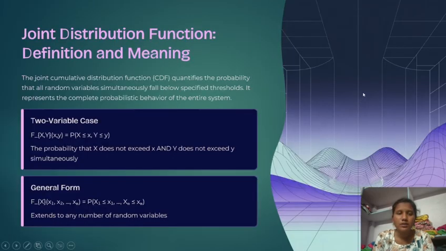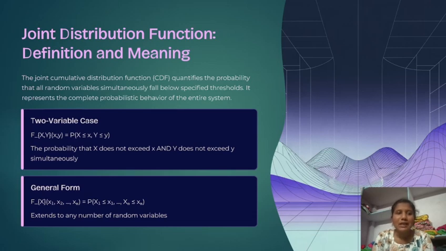Joint distribution function. The definition and meaning of the joint distribution function. Here, the joint distribution function is represented in capital letters. It is also called the joint cumulative distribution function. The CDF quantifies the probability that all random variables simultaneously fall below specified thresholds. It represents the complete probabilistic behavior of the entire system.